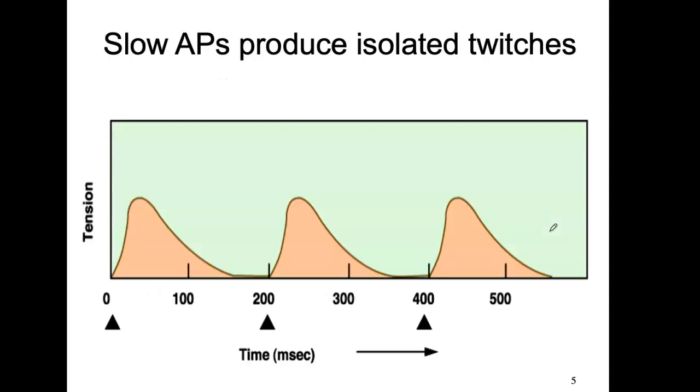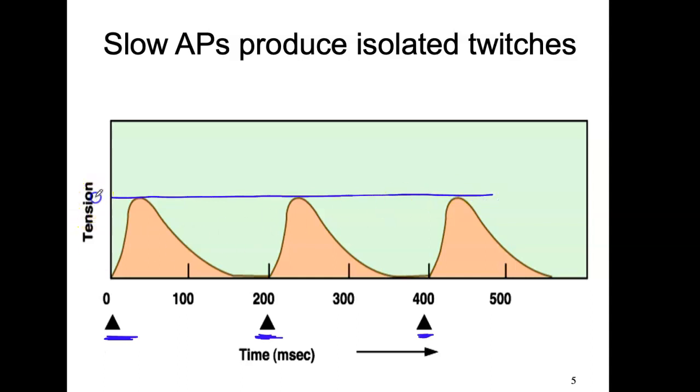So this is an example of it not happening very frequently. The triangle is the delivery of the action potential. I deliver an action potential, I get a contraction, I get a relaxation, I wait a while, and then I deliver again. And I get a contraction and a relaxation, it waits a while, and then I deliver again. The tension, notice, on all of these is exactly the same.